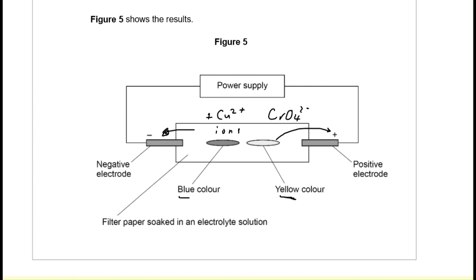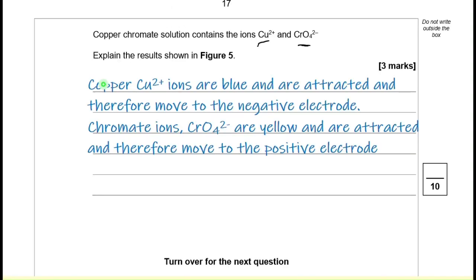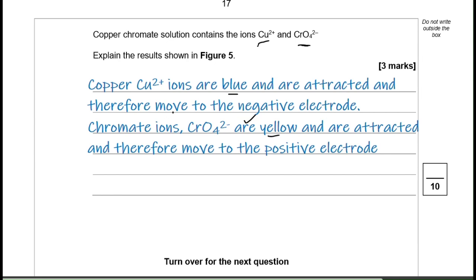So let's put this into something sensible to get our 3 marks. Cu2+ ions are blue and are attracted and therefore move to the negative electrode. Chromate ions CrO4 2- must be yellow and are attracted and therefore move to the positive electrode. In terms of marks, the fact that you've deduced that the copper ions are blue and the chromate are yellow is 1 mark. And then you've got a 2nd mark for the copper ions moving to the negative electrode, and the 3rd mark for the chromate ions moving to the positive electrode.